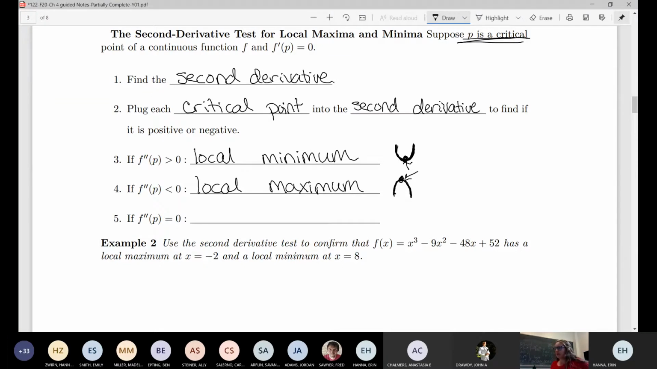Now, the bad thing about the second derivative test is that if the second derivative is 0 at that point, the test is inconclusive. And you have to use the first derivative test anyway.